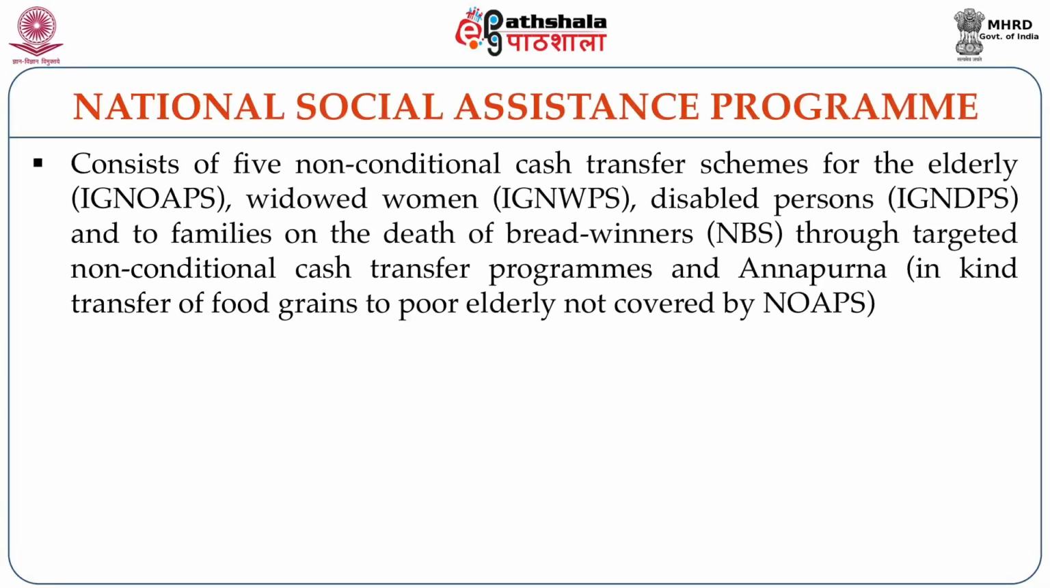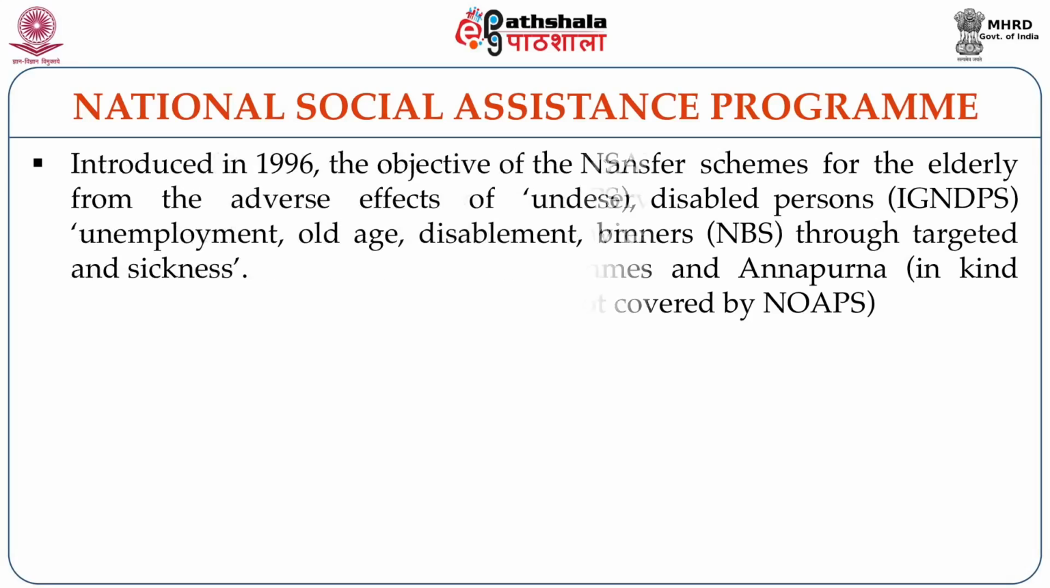Other examples of cash transfer programs include the National Social Assistance Program. This consists of 5 schemes: non-conditional cash transfer schemes for the elderly, the IGNOAPS, for widowed women, IGNWPS, for disabled persons, IGNDPS, and to families on the death of breadwinners, the NFBS, through targeted non-conditional cash transfer programs, and Annapurna, which is an in-kind transfer of food grains to the poor elderly who are not covered by the NOAPS.